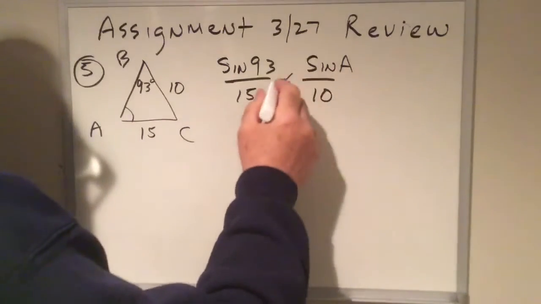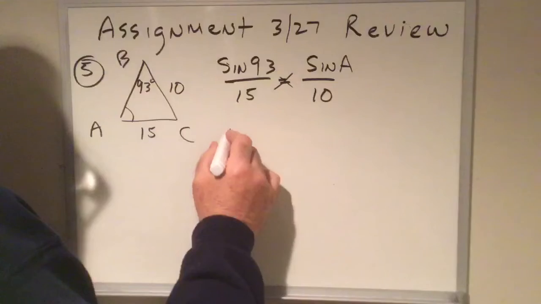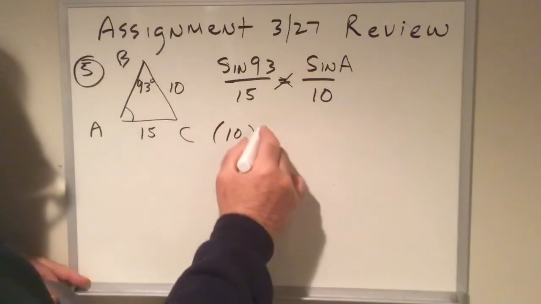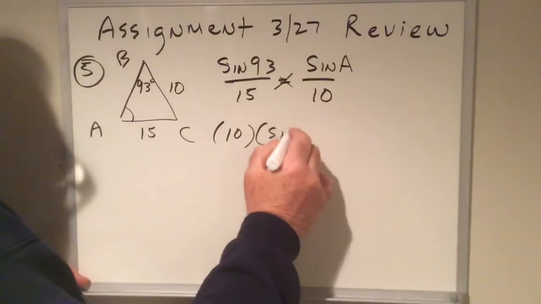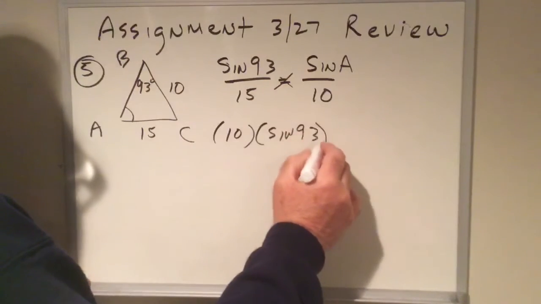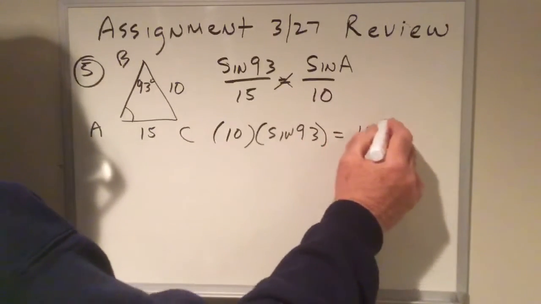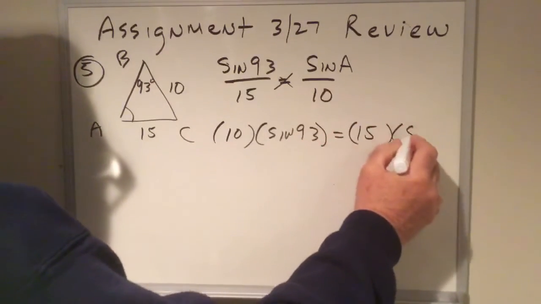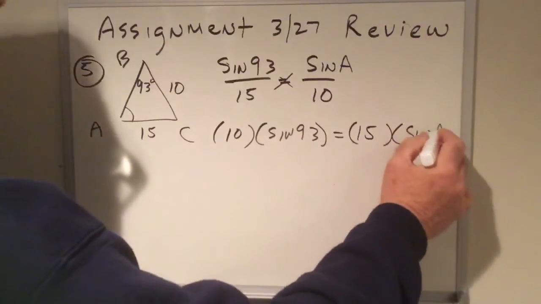Okay, so now we're going to go through the steps. We're going to cross multiply and solve, right? We're going to get the 10 times sine 93 equals 15 times the sine of A. Not A, but the sine of A.